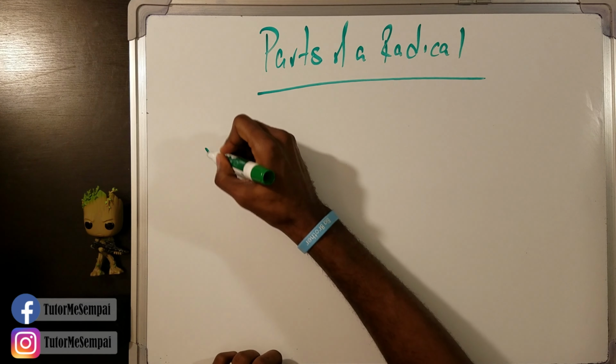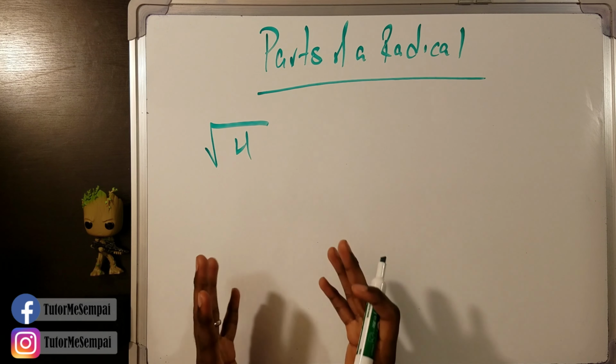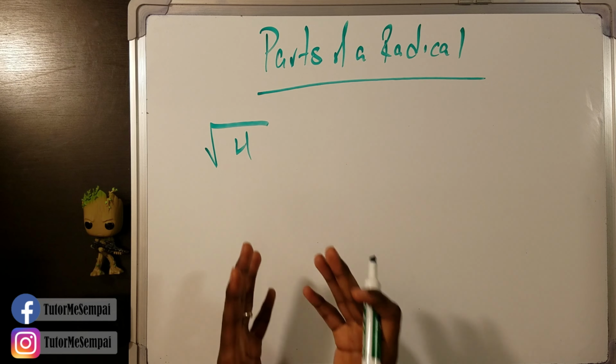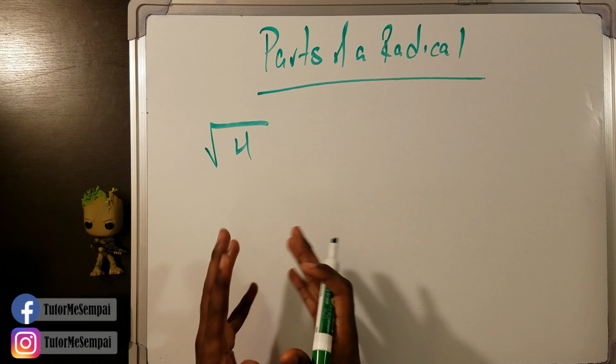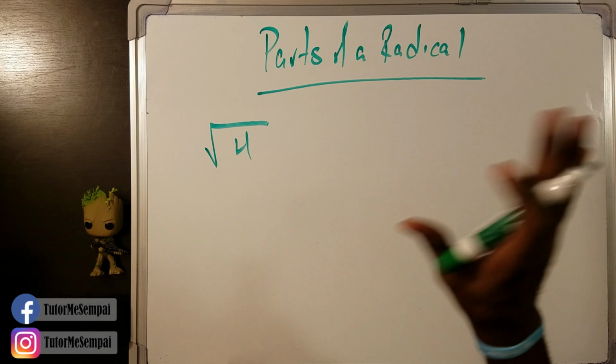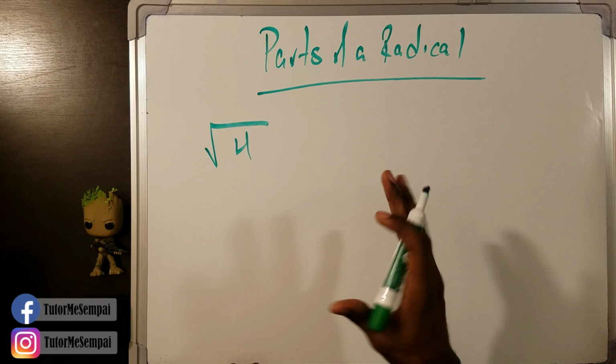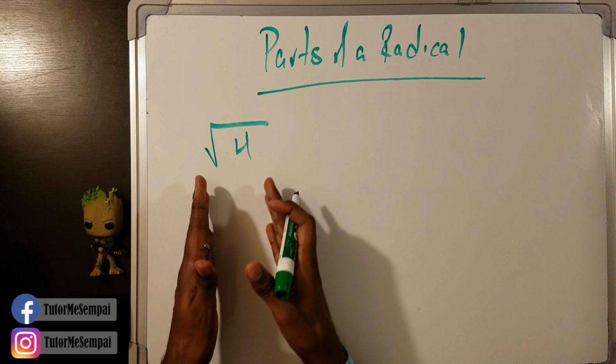The first thing we want to talk about today is going to be the parts of a radical. So this is going to be your typical radical here, the square root of 4. There are 3 main parts of any radical. Now I say 3, but it's really like 2 to 3, depending on the type of radical. So there's going to be 3 main parts I'm going to talk about, and I'm going to discuss why one of them is kind of there some of the time. So this is square root of 4.